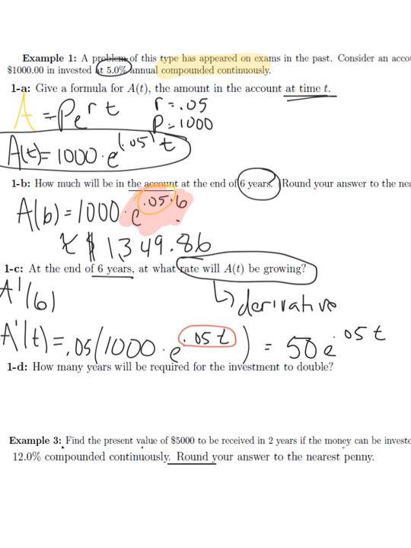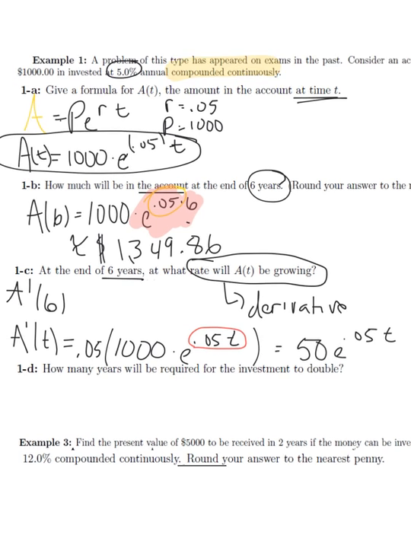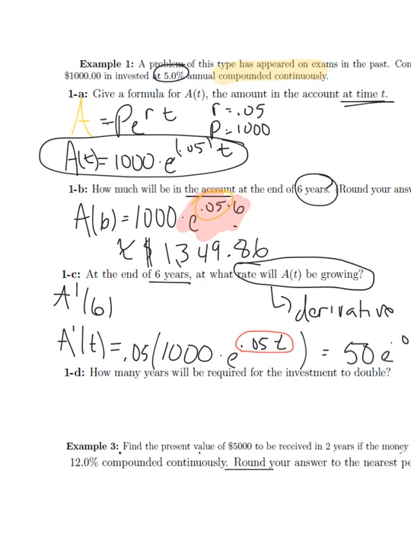That's how much money we're making each year based on the year, because it depends on how much money we have in our account, which depends on how long it's been. So A prime of 6 is approximately $67.49 per year. If I went to 7 years, I'd probably be making $70 a year, or a little bit more. So every year the amount that you're making goes up because you're making it on more money.